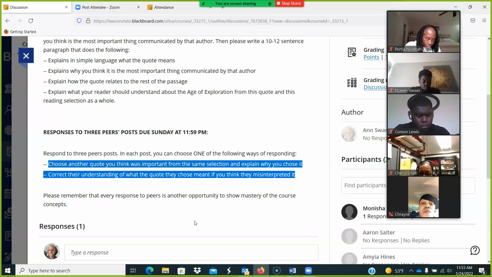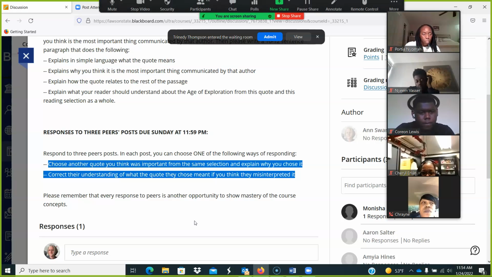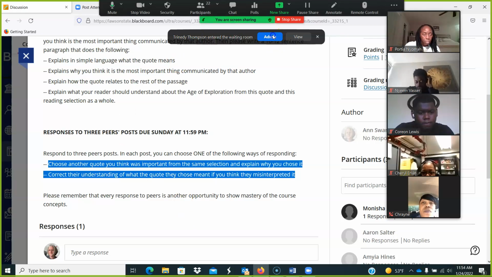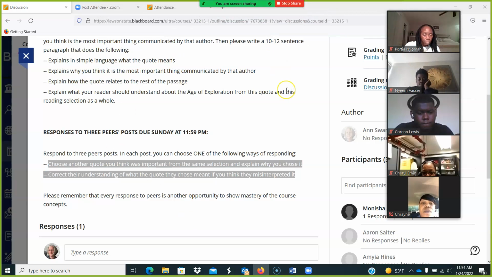Okay, so you can either add to what they've said or help them, okay? If you feel like, let's say Naeem put something up and Corian realizes that there was a word in there that Naeem misunderstood or misinterpreted, then Corian can say, hey, this word means this. And because it means this, I think the overall quote is a little different than what you said. I think it actually means this. Right? So that's one possibility.